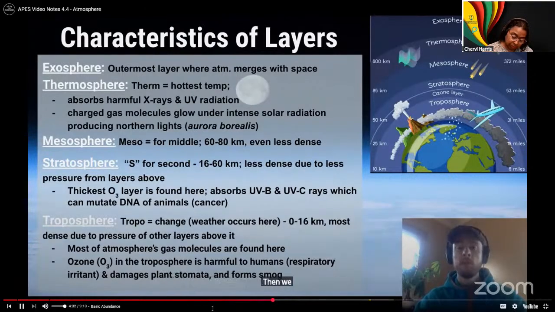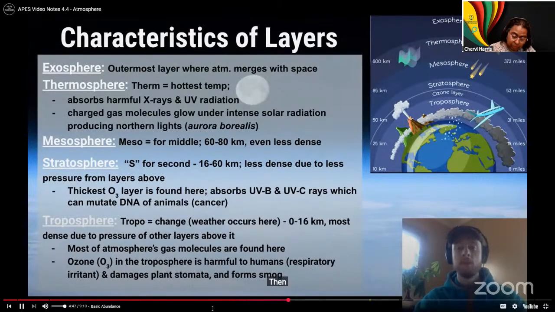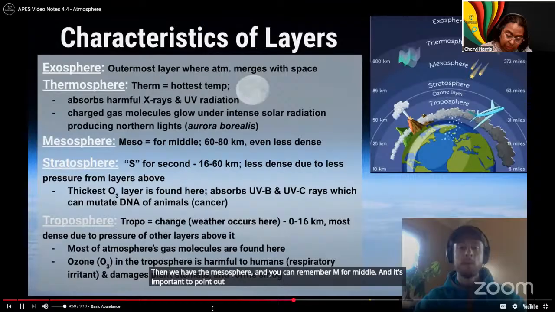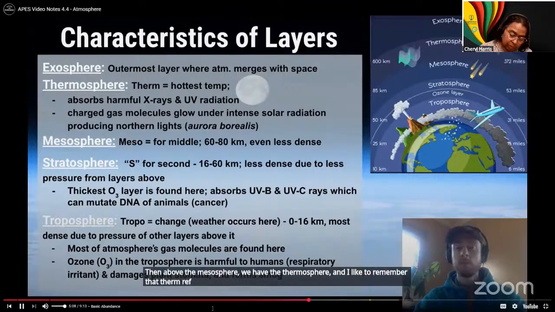Then we have the stratosphere, and you can remember S for second, since it's the second layer of the atmosphere. The most notable thing about the stratosphere is the dense ozone layer that forms here, which, I mentioned earlier, helps block UV radiation. So that's really beneficial for life on Earth. Then we have the mesosphere, and you can remember M for middle. It's important to point out here that with each layer up we move in the atmosphere, the gas molecules get less and less dense as they're further from Earth, and there's also less mass from layers above them pushing them down. Then above the mesosphere, we have the thermosphere, and I like to remember that therm refers to heat, and this is the hottest layer.